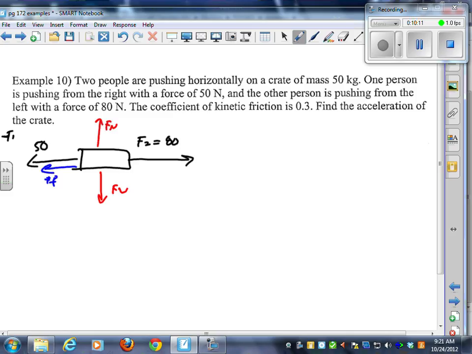Do I need to worry about the up and down forces at all? Nope. They are balanced, right? I wouldn't say you don't have to worry about them completely. We'll see, right? We'll see.